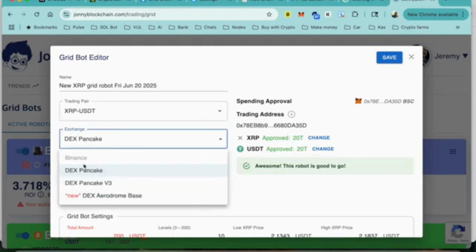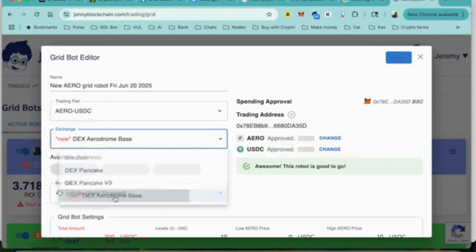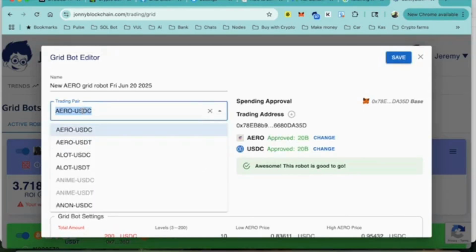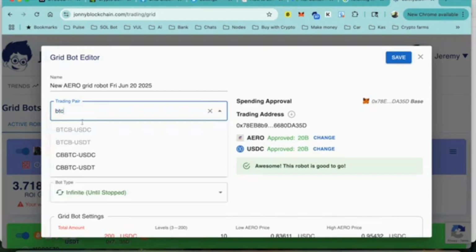So the first thing I'm going to choose is the blockchain. You can either have Pancake fee free, or the Aerodrome on Base. I would suggest Base because it has a lot less trading fees. Then you want to choose your token here. So I'm going to choose Bitcoin. Now on Base, it's CBBTC, and you can either do that with USDC or USDT.